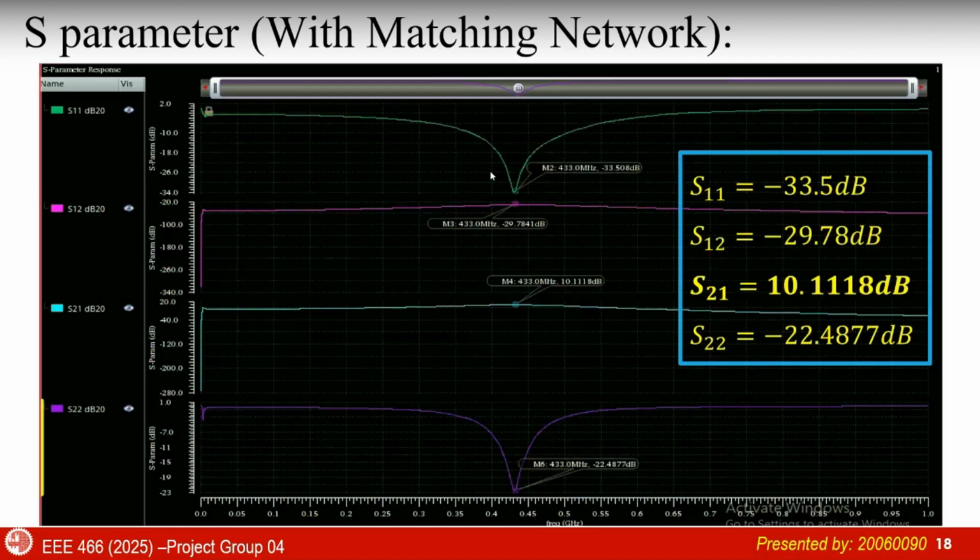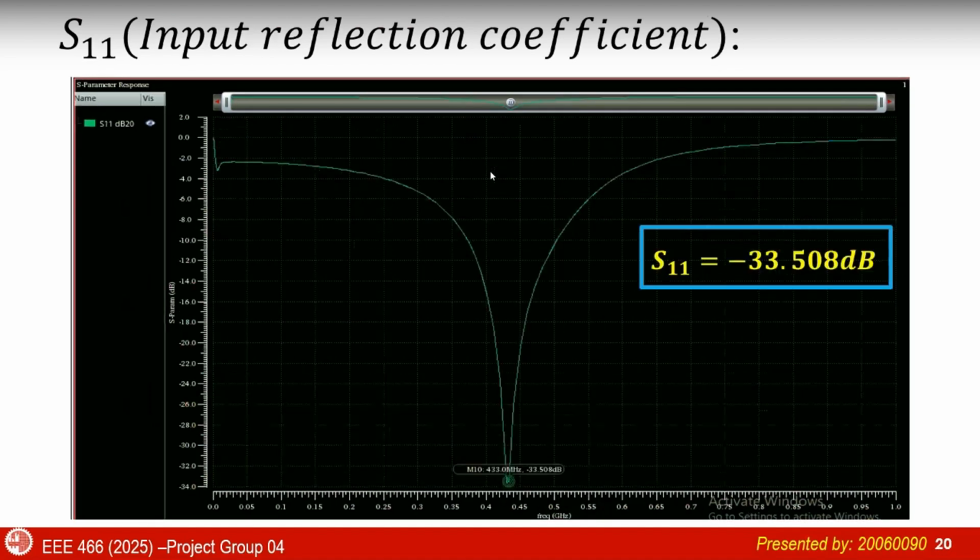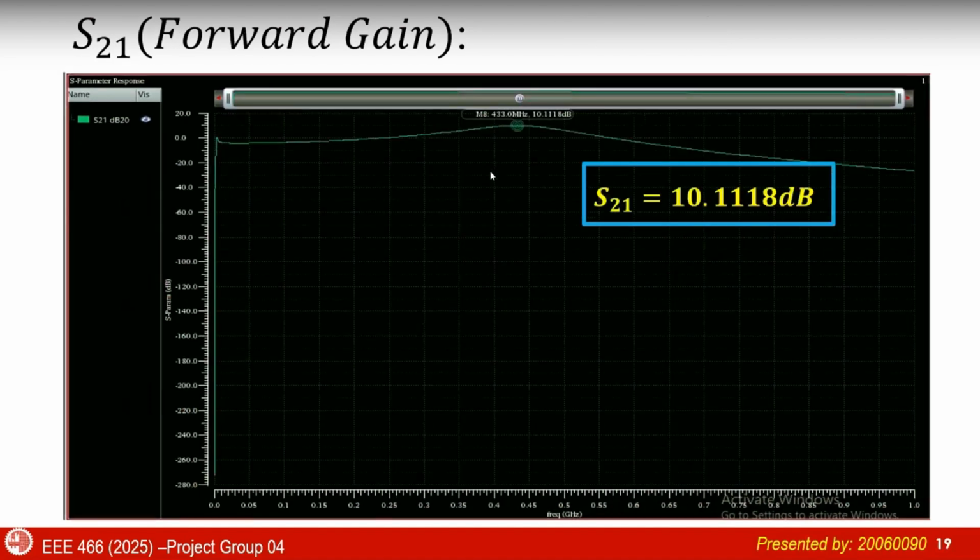Here we have the S parameter simulation. After integrating the matching network, we can see several values of S parameters such as S11, S12, S21, and S22. We can see that the S21 value, which is the forward gain, is 10.1118 dB. Here we can again see that the S21 value is 10.1118 dB, which is the forward gain. It means how much power is transferred to the output from the input.